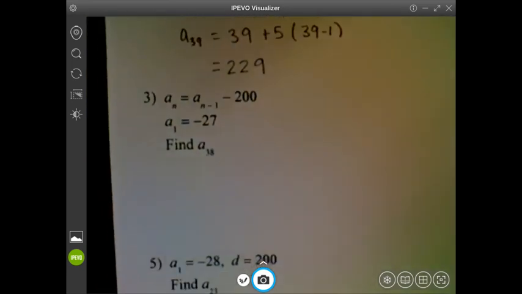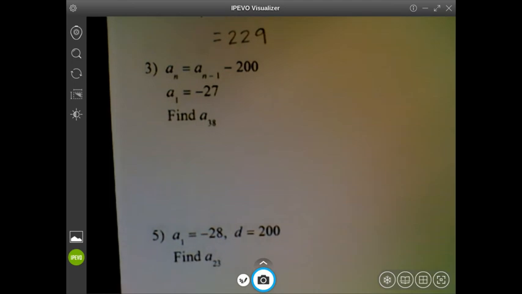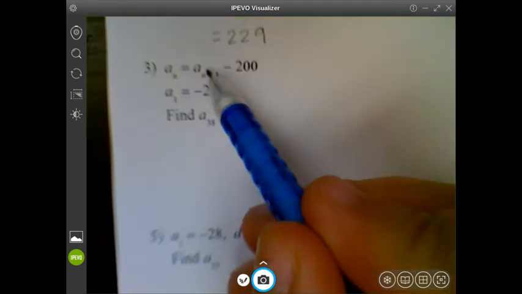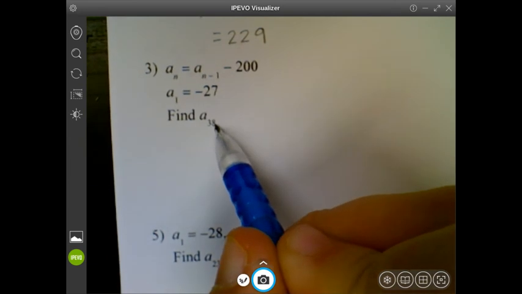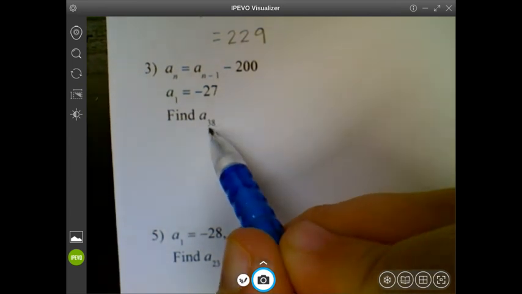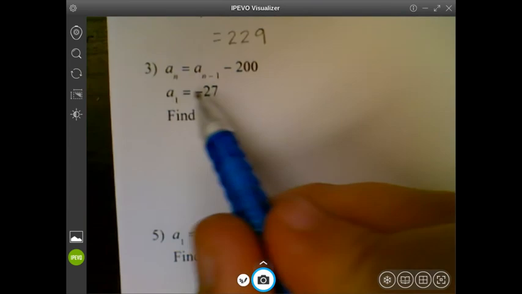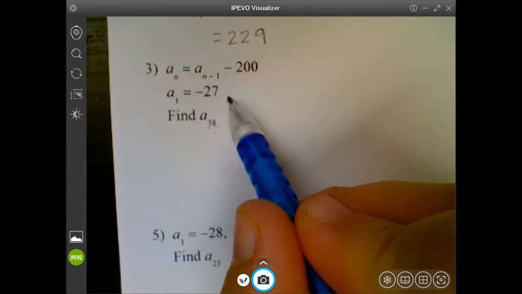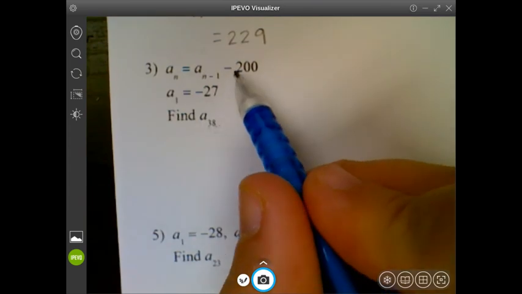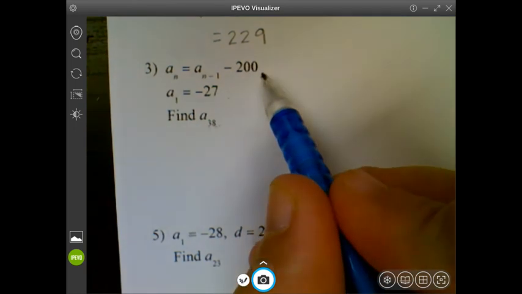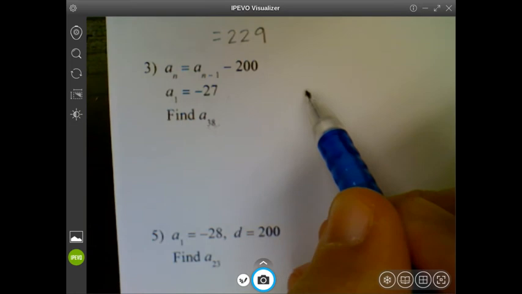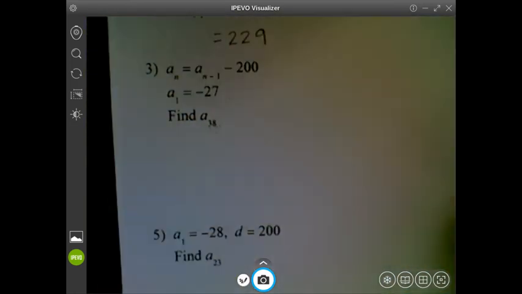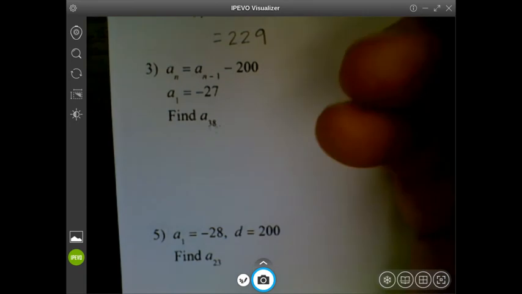All right, so here's another sequence, but we're given the recursive formula for this sequence, and we need to find a sub 38. So we're looking for the 38th term in this list. Well, we know the first one, that's negative 27, and we know what's happening. We're subtracting 200 every time. So your first option, you could take this and subtract 200 however many times until you get to the 38th spot, right? That's option number 1.